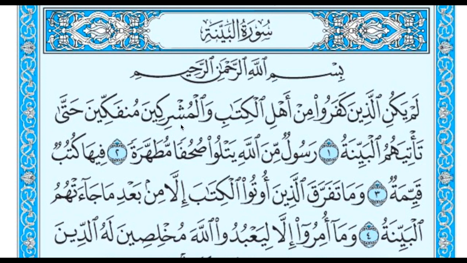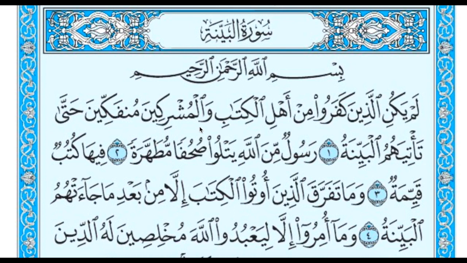Wal mushrikina, and those who made shirk. Alif, Lam, Mim, Sheen, Ra, Kaf, Ya, Noon. Wal mushrikina. And what's the difference between Ahl Kitab and Mushrikeen? Ahl Kitab are Jews and Christians. The Mushrikeen are pagans.